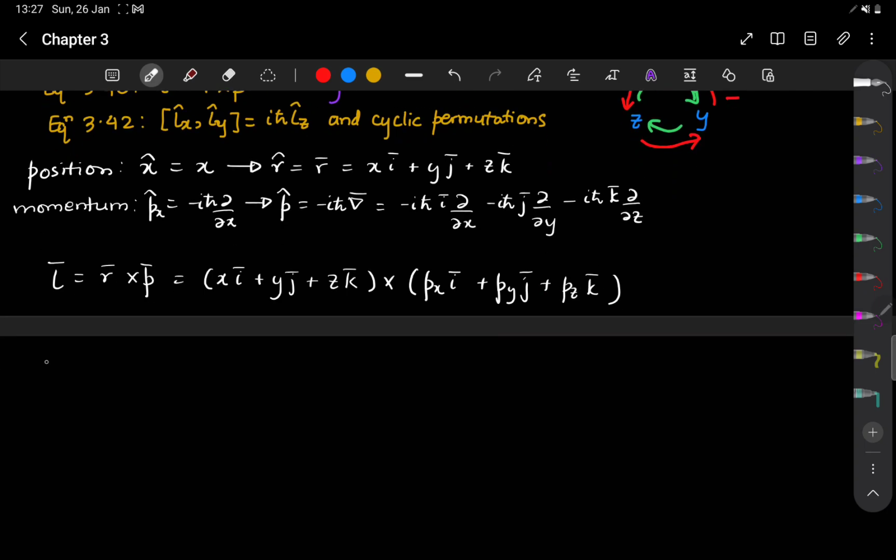Now if you recollect from basic mathematics and physics, this cross product is denoted as follows. It's the determinant of the following matrix. And the determinant of this matrix is given as follows. We expand, let's say we are expanding along the first row, the top row.